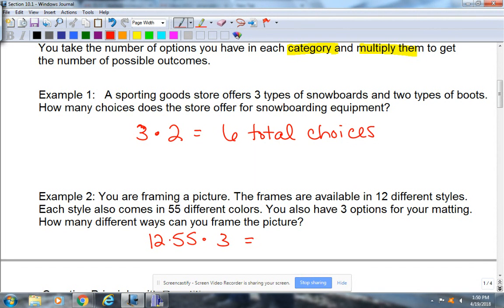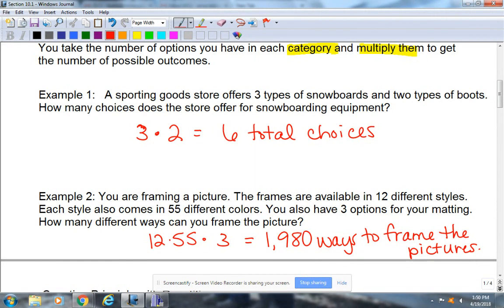We've got our calculator. So how many possible ways can we frame the picture? 1,980. That's right, 1,980 ways to frame the picture. Now, I'm putting words with my answer because there's words in the problem. So word problems need word answers, right? Word problems need word answers.